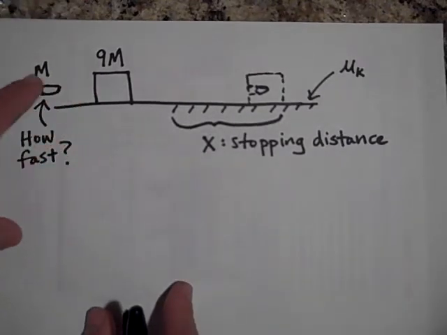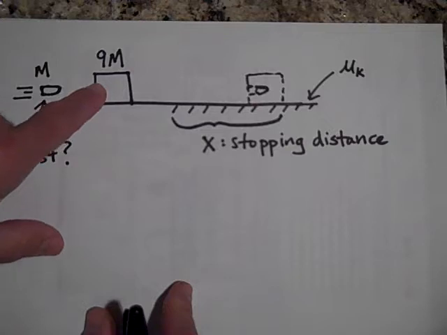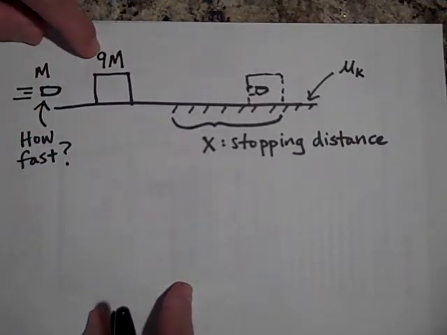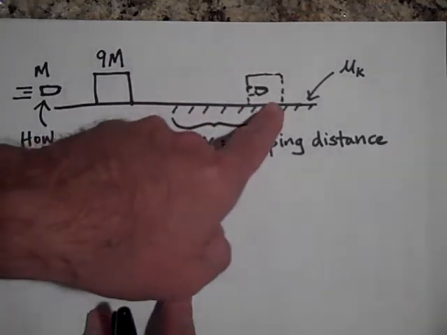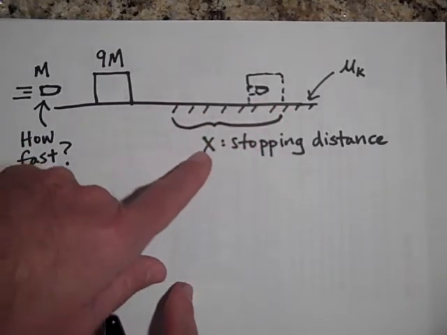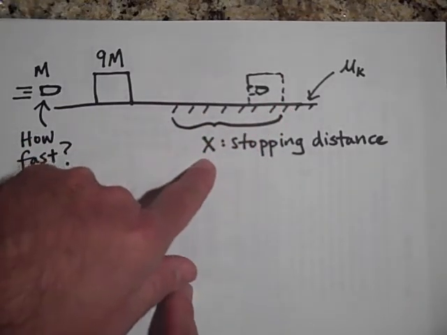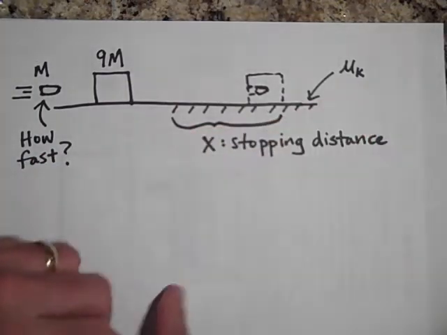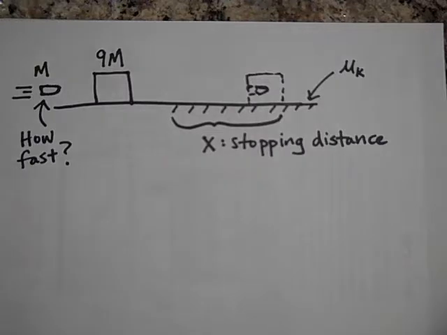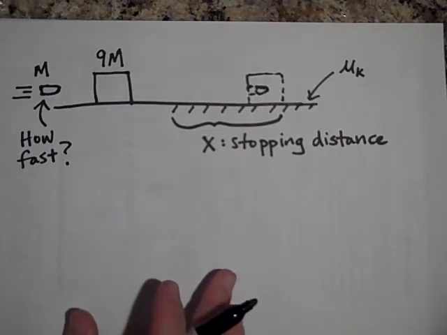Here's a bullet. It has a mass m. It's going to embed itself into a 9m block, sticking in, and then they'll slide across and come to a stop with a stopping distance of x. The coefficient of kinetic friction is mu k. How fast was the bullet going before it struck the block? Go ahead and pause and try and find that.